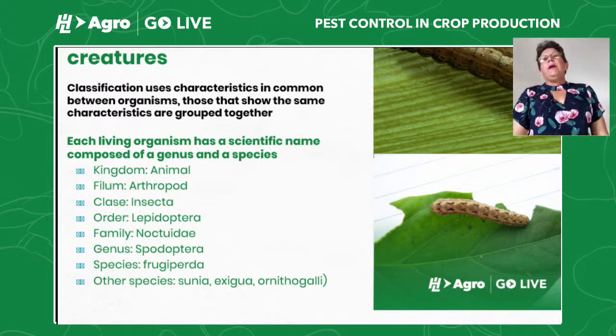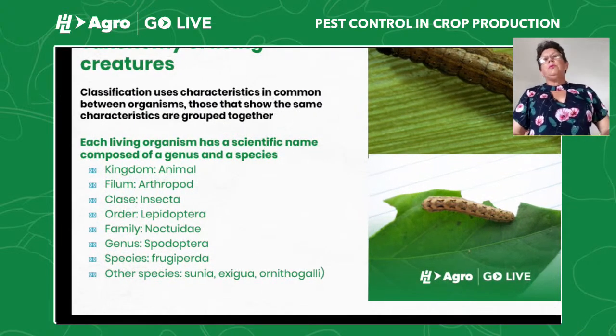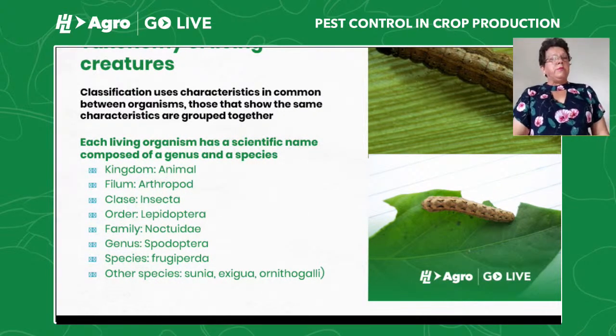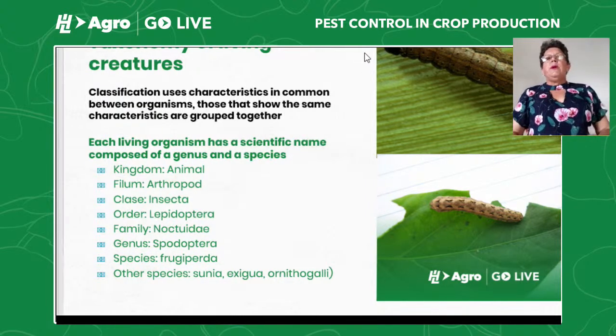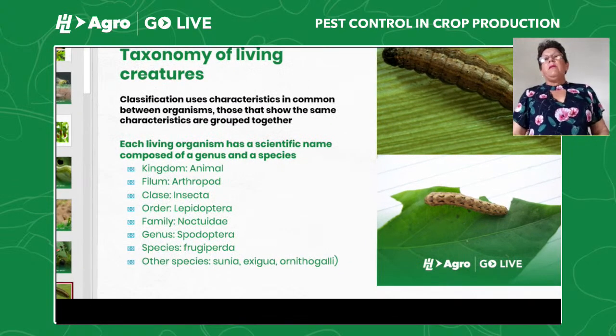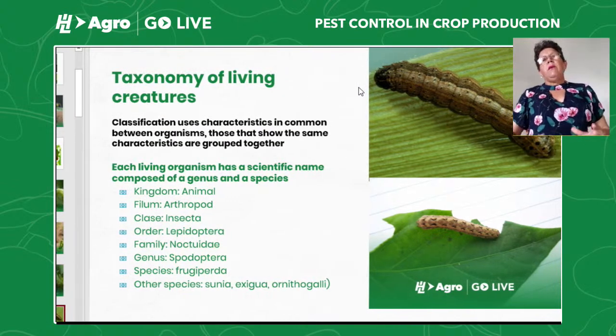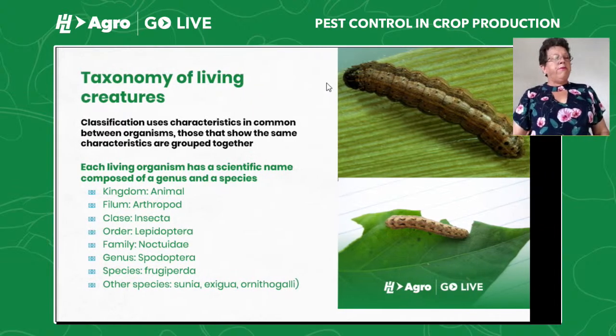To classify insects, or in fact living organisms, we use taxonomy. And taxonomy really uses characteristics that are common to different organisms, so that those that show the same or close characteristics are grouped together. That's what you do in taxonomy. The more similar animals are, the more likely they are grouped in the same order, for example.